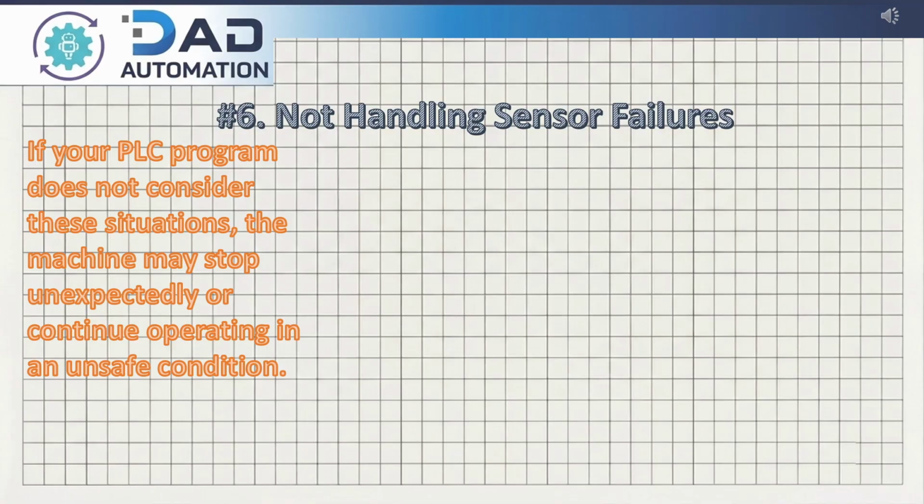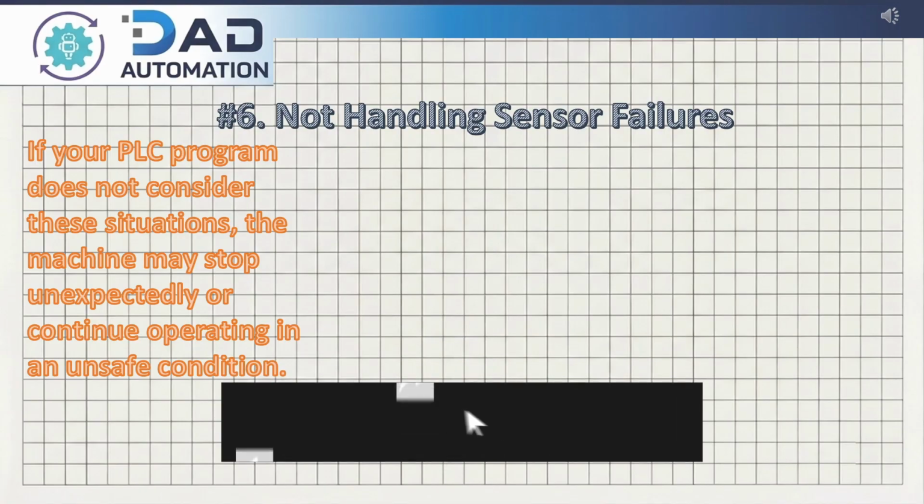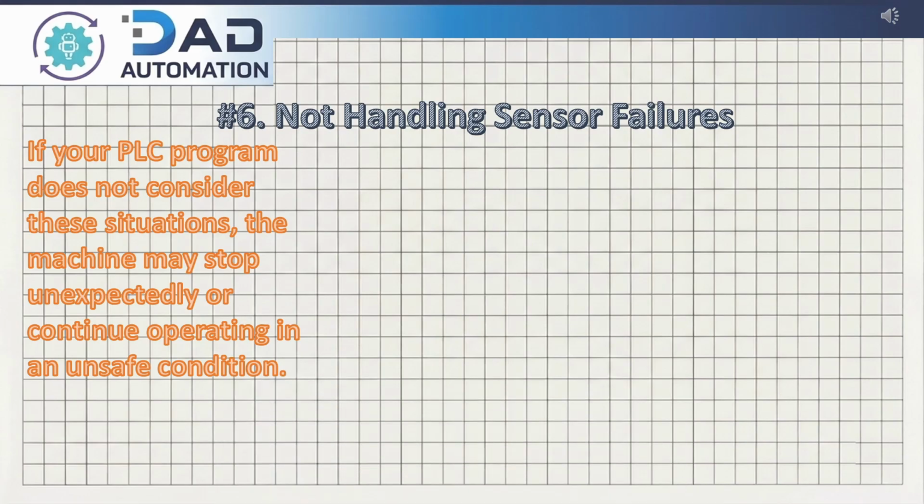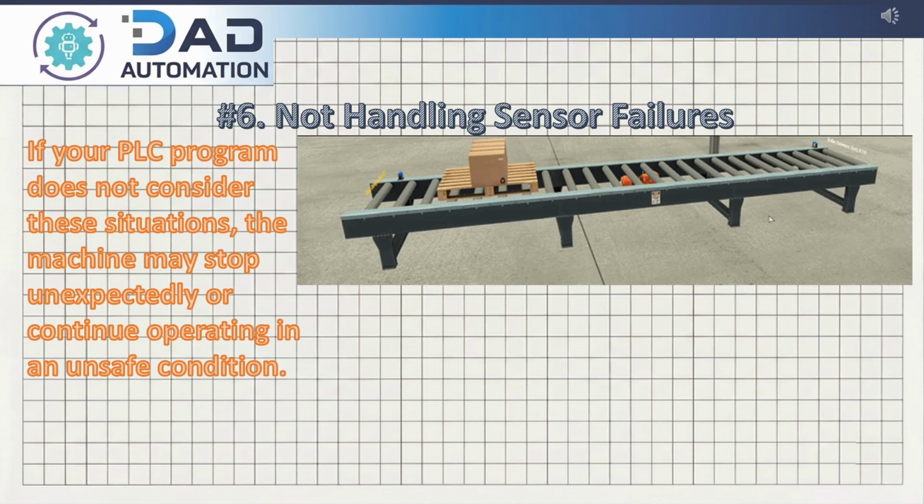A better approach is to use a timer. After sending the extend command, start a timer. If the sensor does not activate within the expected time, generate an alarm such as "cylinder failed to extend" and stop the machine safely. Another example is a conveyor photoelectric sensor. If the sensor becomes stuck on because of dirt or damage, the PLC may think a product is always present. This can cause product jams and incorrect machine operation.